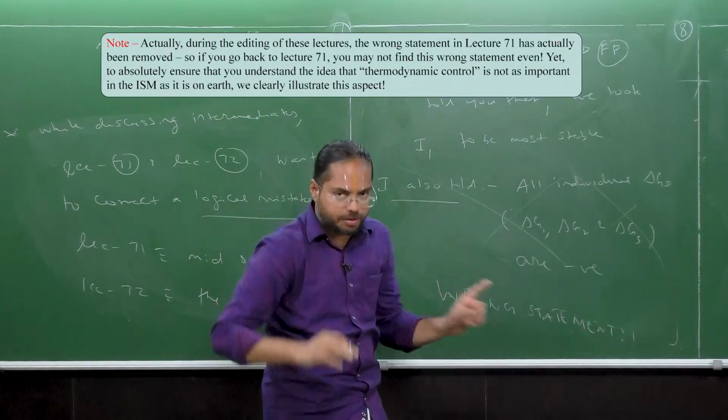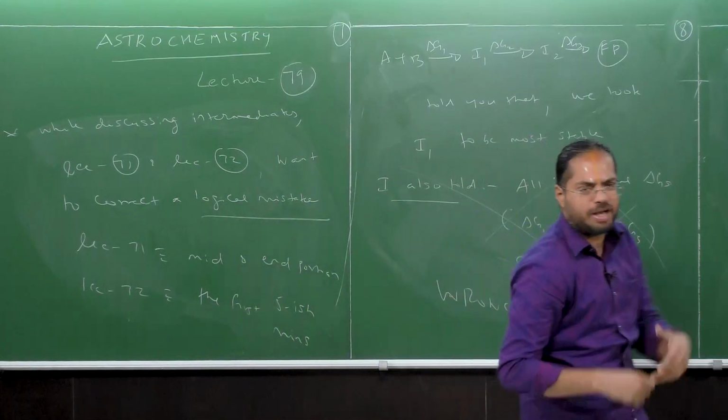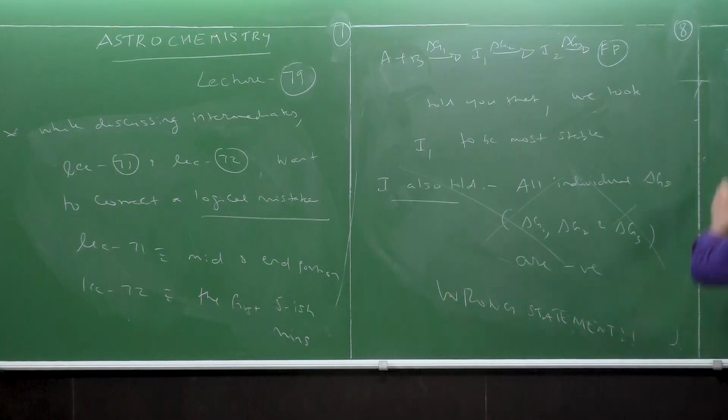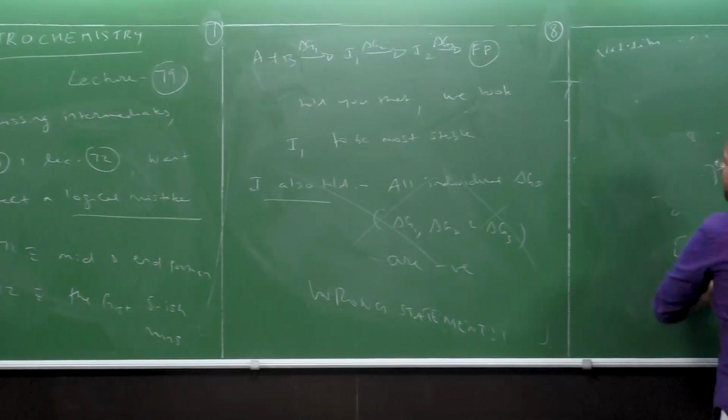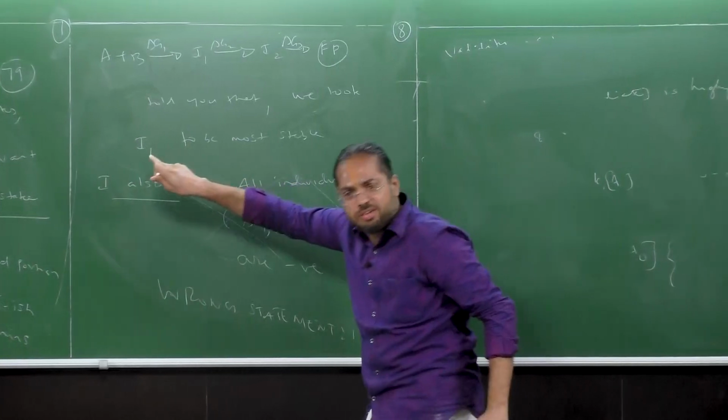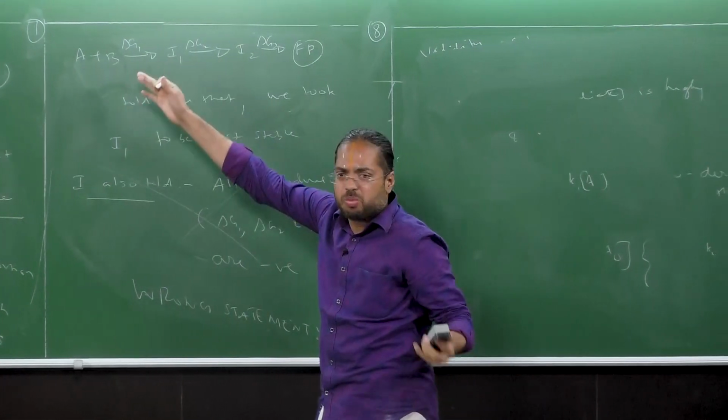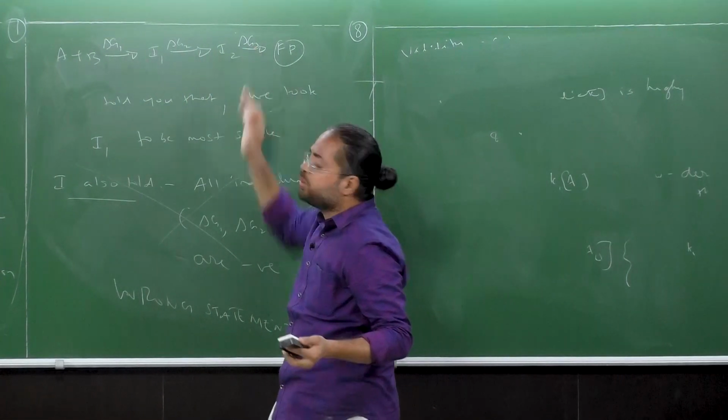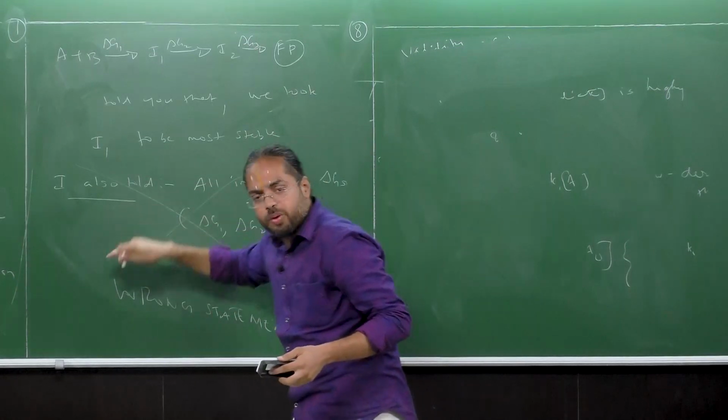I want to correct it right here. Okay, please note that this was a wrong statement I made and I want to correct it. I'll write it here. Why is it wrong? Well, because if I1 is the most stable one, then the math doesn't hold up. Delta G1, delta G2, delta G3, they cannot be following this order.